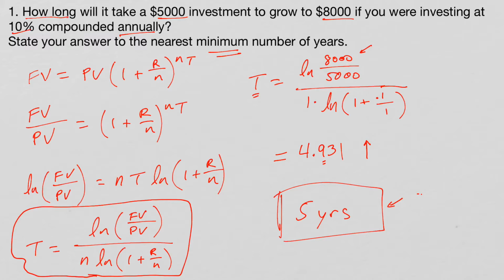So you got to look to see if the question's asking for the minimum or the closest. If it says the closest, then you just have to round off the way you've always known how to round off. But if it uses the word minimum, you round up no matter how small this decimal part is.